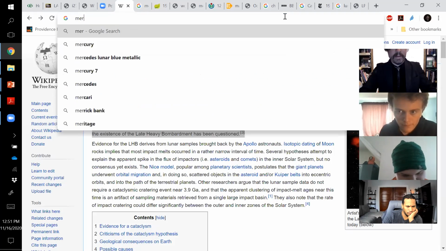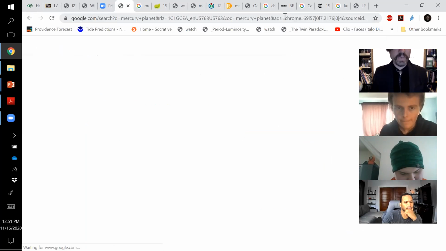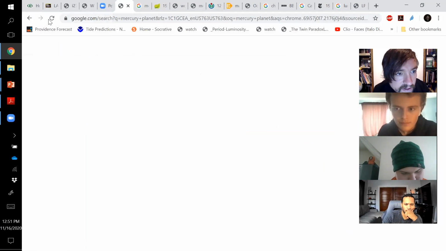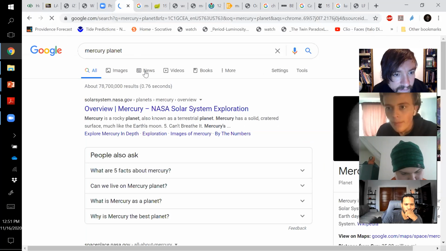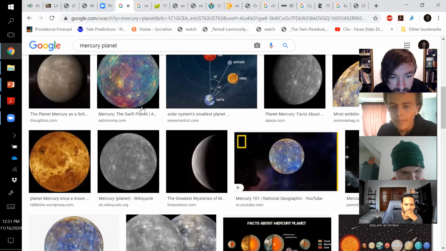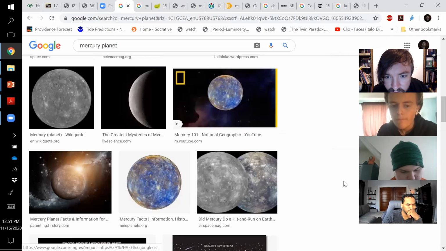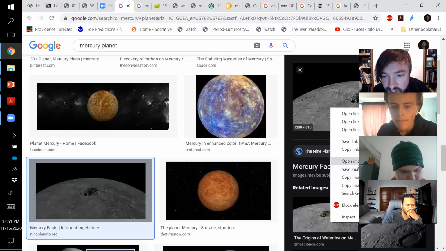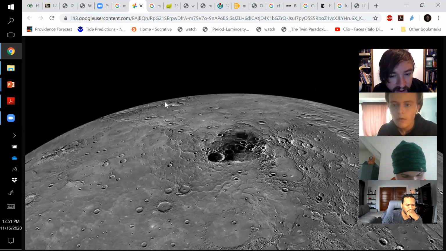So for instance, a lot of scientists will do this. They'll look at the surface of the planet Mercury, and if you look at the surface of the planet Mercury here, you'll notice that like the moon, I wonder if we have a close-up of this. Like the moon, it is just covered everywhere with impact crater after impact crater.